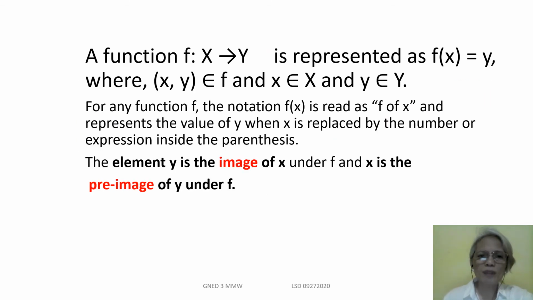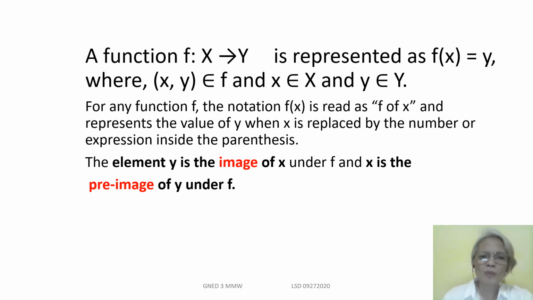A function f which brings x to y is represented as f of x is equal to y, where the ordered pair (x, y) is an element of f, x is an element of the set X, and y is an element of the set Y. For any function f, the notation f(x) is read as f of x, and represents the value of y. So f(x) is simply y, the value of y when you assign a specific value to x.